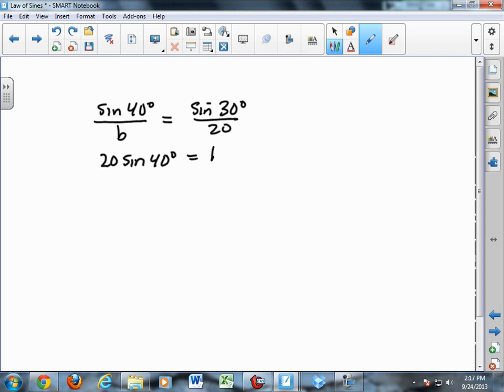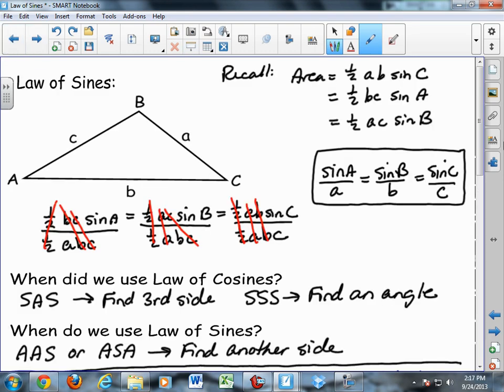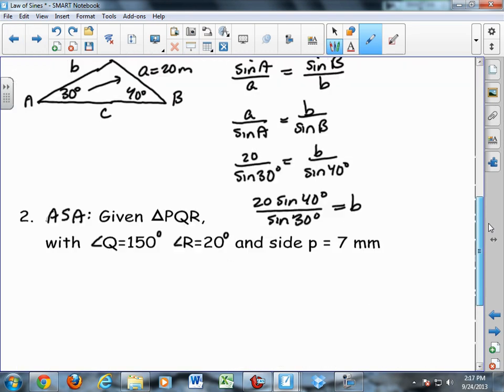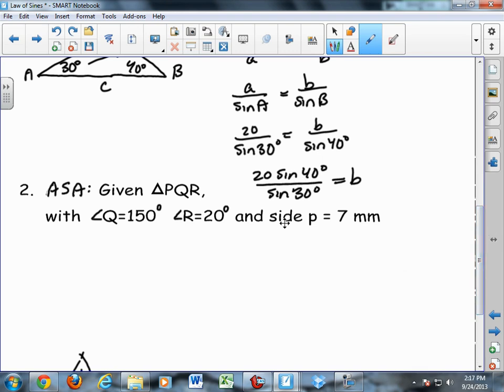And then just divide both sides by sine of 30. So that gives me b is equal to 20 sine 40 over sine 30. Same thing as I had before. Okay, back to our problem then. Putting this in the calculator, 20 sine 40 over sine 30.